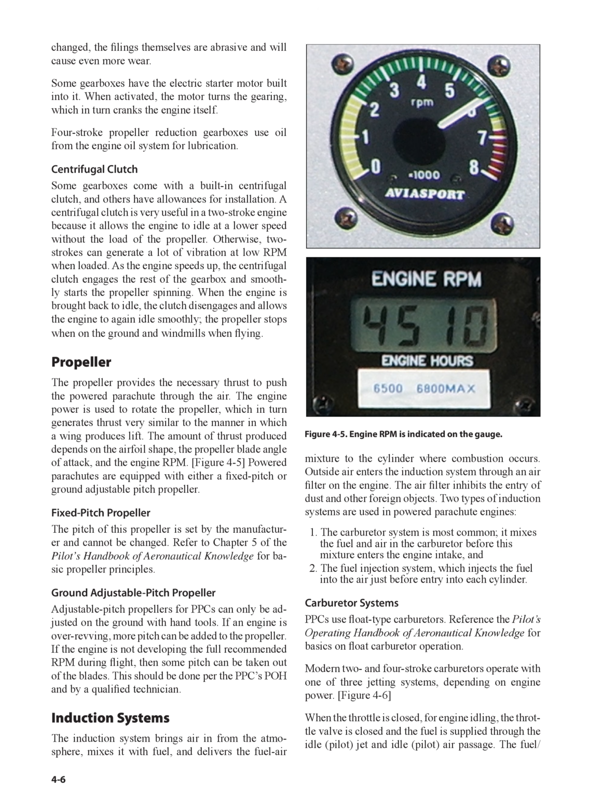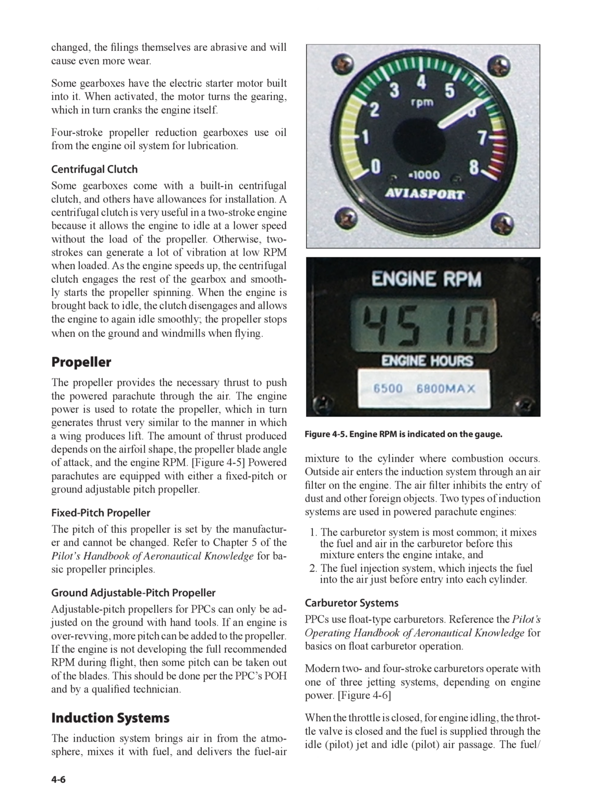Induction systems. The induction system brings air in from the atmosphere, mixes it with fuel, and delivers the fuel-air mixture to the cylinder where combustion occurs. Outside air enters the induction system through an air filter on the engine. The air filter inhibits the entry of dust and other foreign objects. Two types of induction systems are used in powered parachute engines. 1. The carburetor system is most common. It mixes the fuel and air in the carburetor before this mixture enters the engine intake. And 2. The fuel injection system, which injects the fuel into the air just before entry into each cylinder.